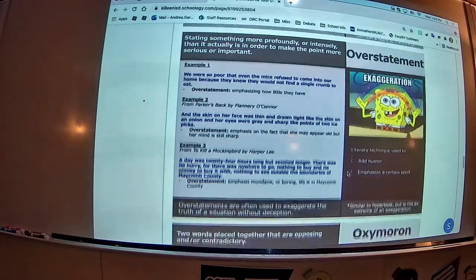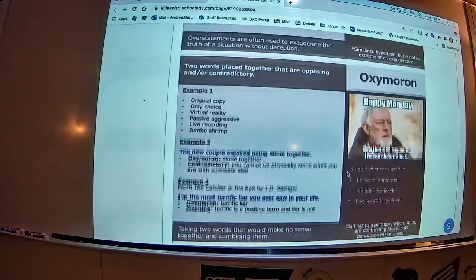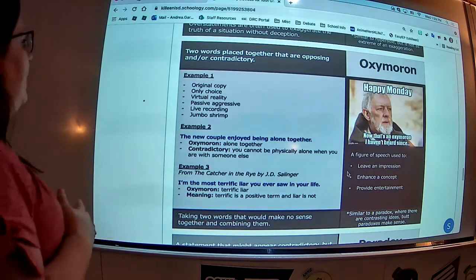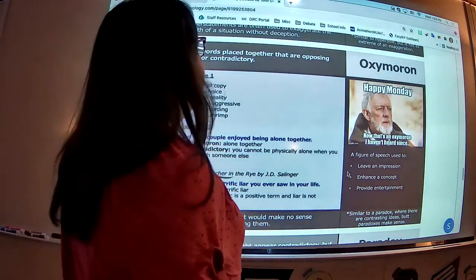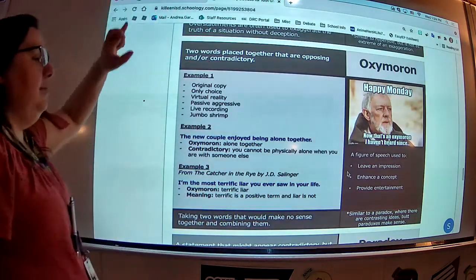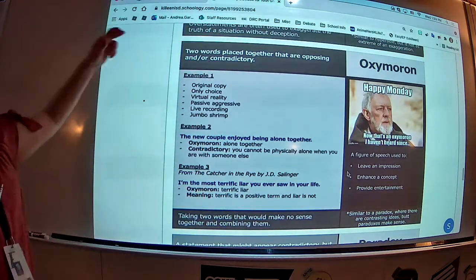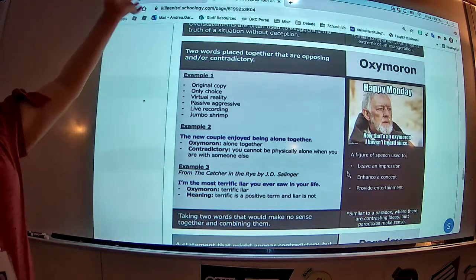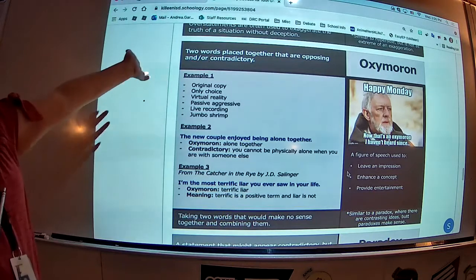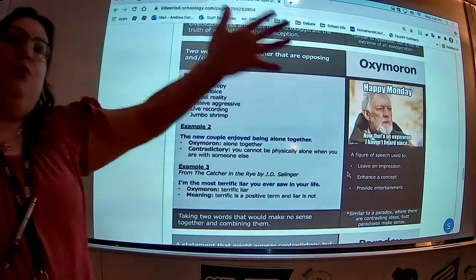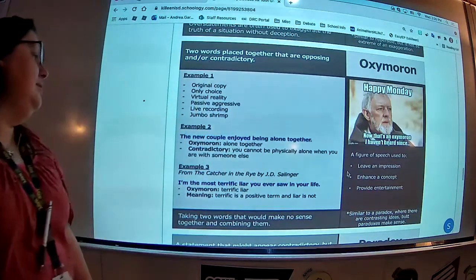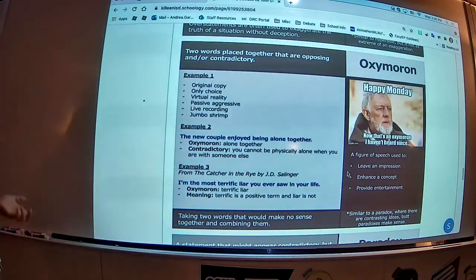Let's see. We're almost done. So oxymoron. I also like this word just because of the fact that it has moron in it. I'm not gonna lie. And we use these all the time, especially in the United States. It's when you take two words that are completely opposite and put them together. For example, original copy. Well, it can't be original if it was copied, right? Only choice. The word choice indicates that there's more than one thing you can choose, so you can't really have an only choice. Virtual reality, passive aggressive.